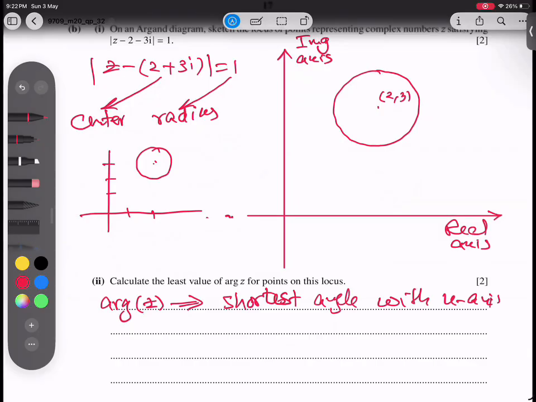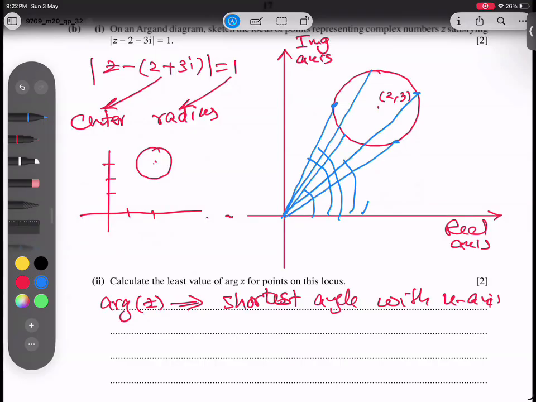So let's try it now. If I take a point here, for example, this angle is bigger. If I take a point here, this is bigger, okay. If I take a point there, this is a little smaller. If I take a point here, this is smaller. Which point has the smallest angle? And that is here, the smallest angle.